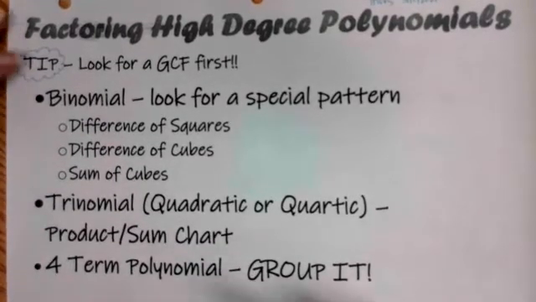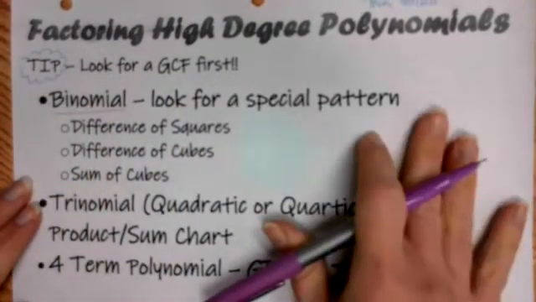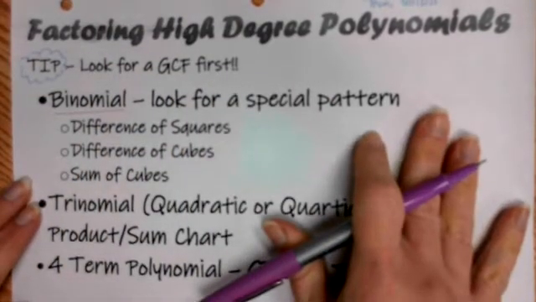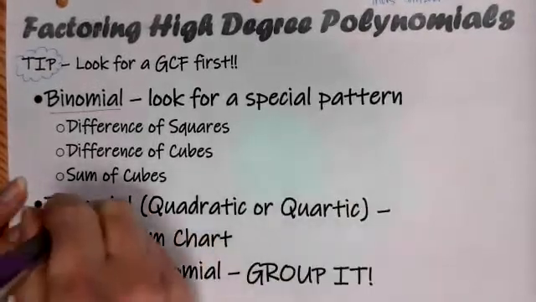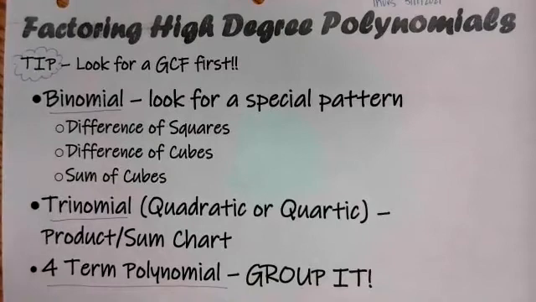So the main types of polynomials that we'll be factoring are binomials, which have two terms. Trinomials, which have three terms, and then a four-term polynomial. Now, it is possible to factor a polynomial with 5 terms or 6 terms, but we will not. So we'll be dealing with 2 terms, 3 terms, and 4 terms.